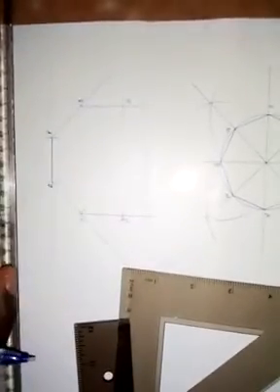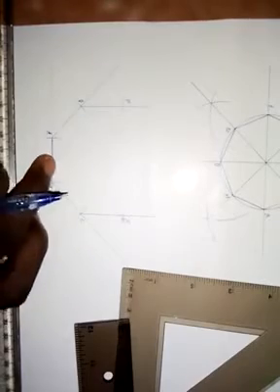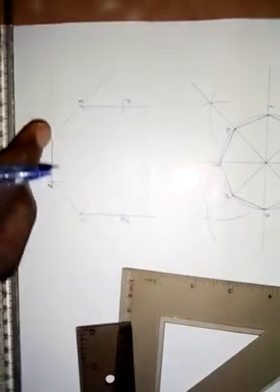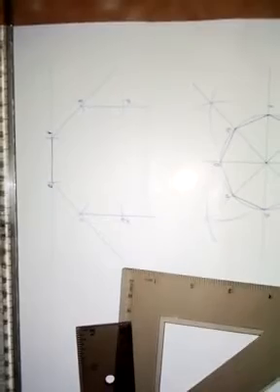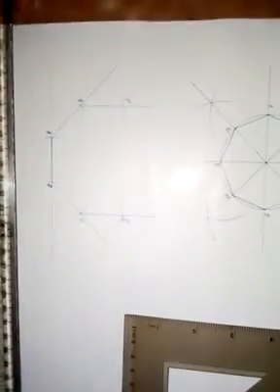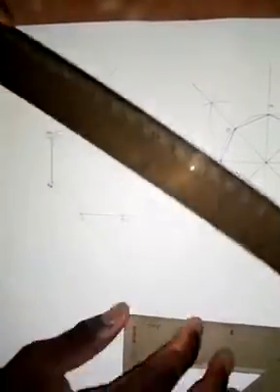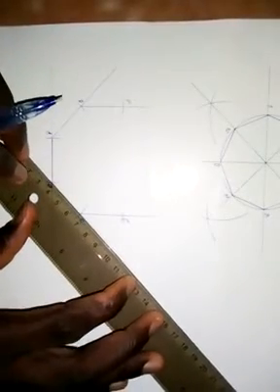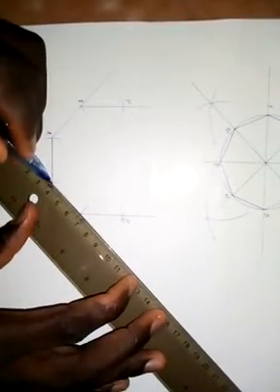How many sides do we have now? We have one, two, three, four, five. So we have five sides now. I want to make this clearer so it is more visible.